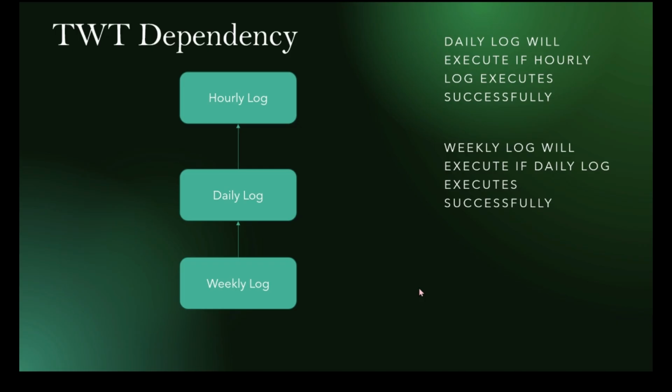So friends, I came up with one example: hourly log, daily log and weekly log. The hourly log is completely independent. It will execute hour by hour, 9 o'clock, 10 o'clock, 11 o'clock, like that. Whether the previous execution is a success or failure, it should execute the next trigger, right? But the daily log completely depends on the hourly log here.